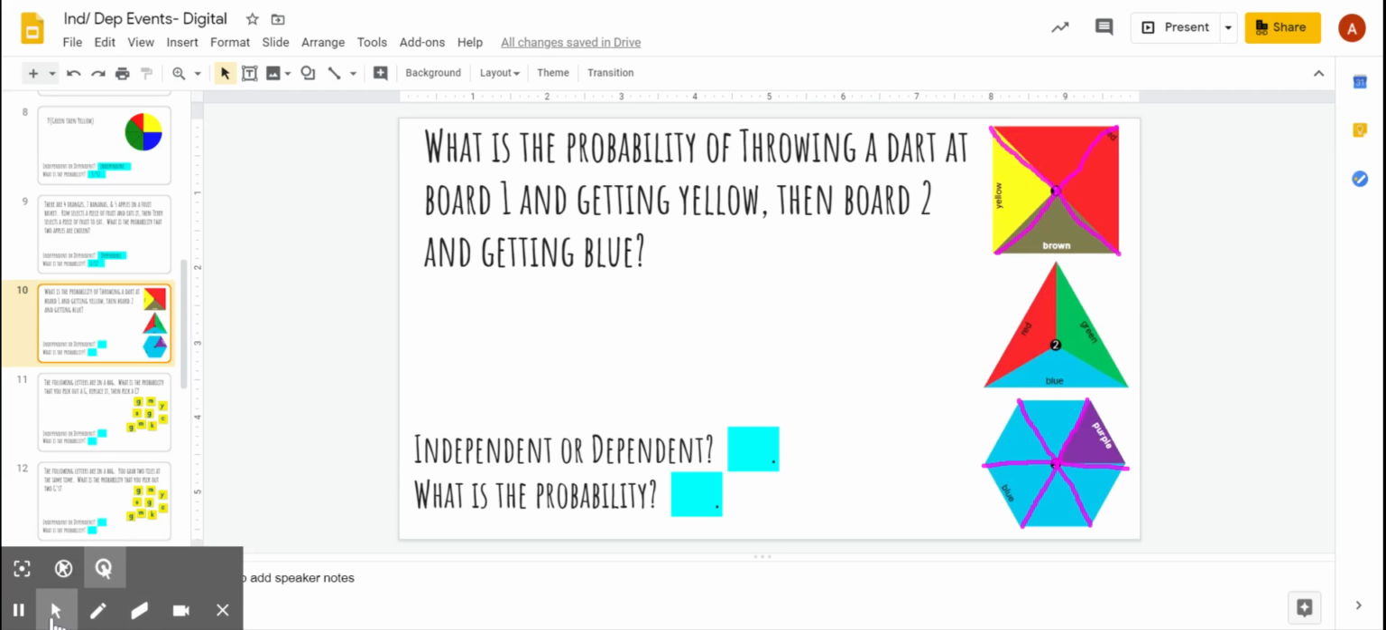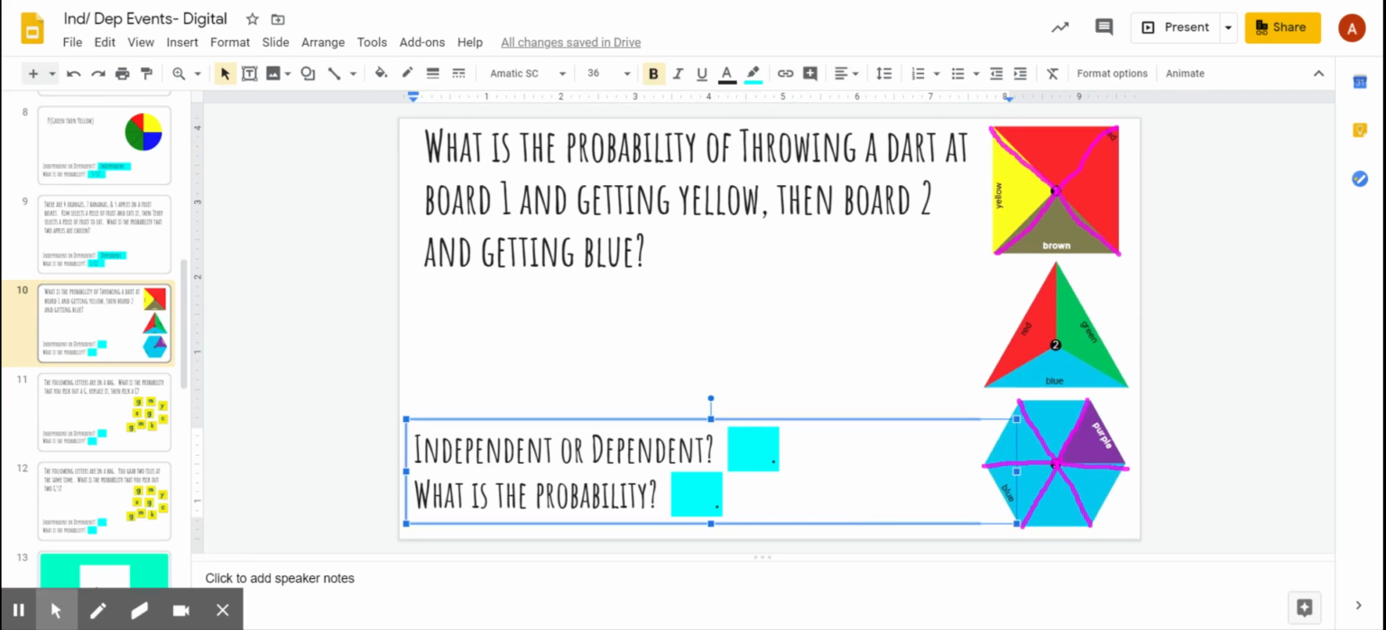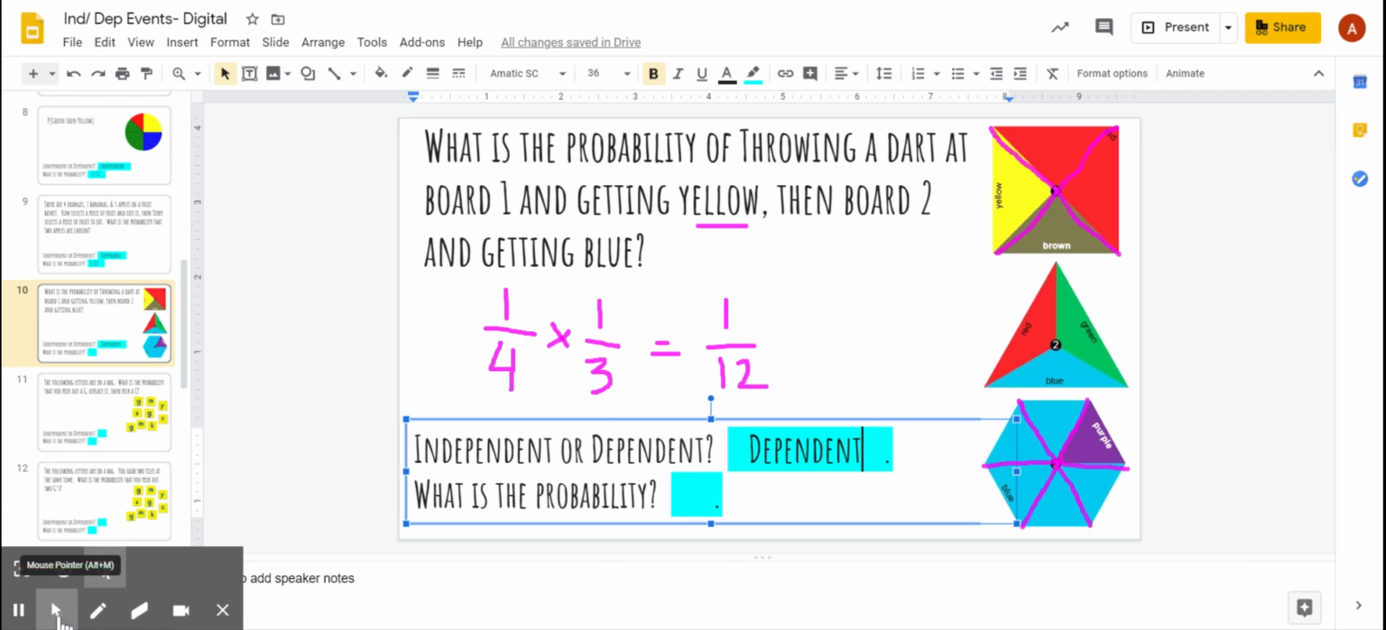Okay, so back to my question. What's the probability of throwing a dart at board 1, getting yellow, and then board 2? Okay, we're throwing darts at boards. We're not going to take any pieces off, so these are dependent. And let's see, getting yellow on board 1. There's only one yellow out of the 4 pieces, right? When we cut it evenly, it's a fourth. A blue on board 2, there's 1 out of the 3 pieces. So 1/4 times 1/3 is 1/12. So our probability is 1/12.